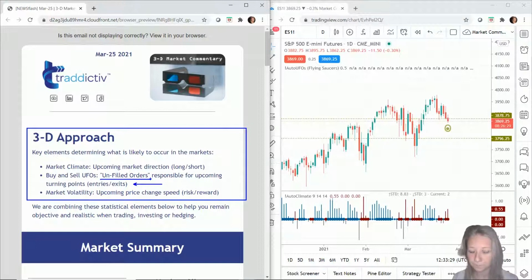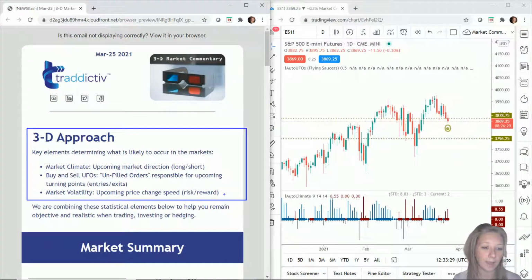So unfilled orders, our AutoUFOs, scan through the charts, come back and show us where we have these big stacks of buy or sell orders. If they're buy orders, then it's a green UFO. If it's sell orders, then it's a red UFO. So it will tell us on the right hand side the price range as to where we have those orders between those two prices. Okay, so we go through that per market as well.